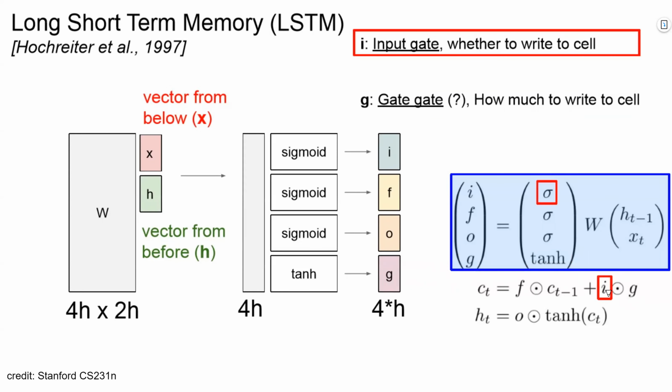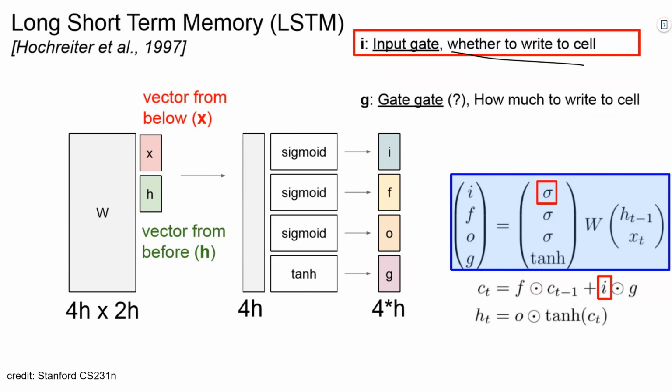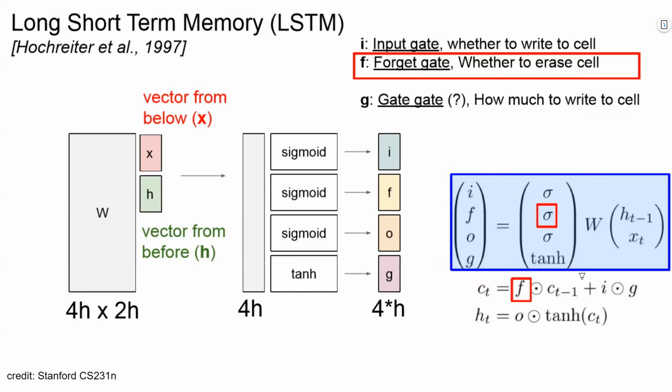And what is I? This I determines whether to write to the cell. So this input gate determines which information to write, and this G gate determines how much to write to the cell. And this forget gate gets multiplied to the previous cell state and determines which information to erase.